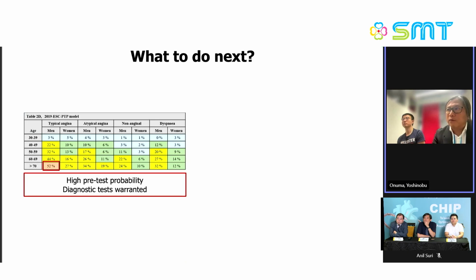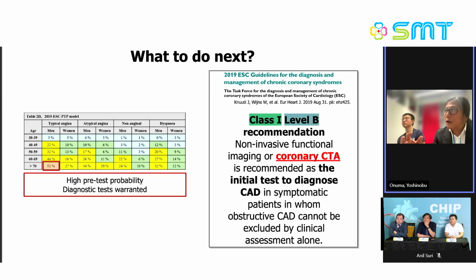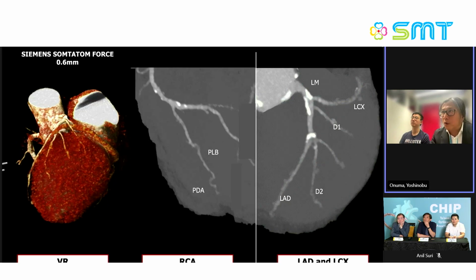You could see that some diagnostic test was warranted according to the ESC guidelines. And now we have these guidelines, which were published in 2019. At the upcoming ESC next week, we will probably have an update of the guidelines for chronic coronary syndrome, so maybe we should soon update this slide. But for the moment, coronary CT is class 1B as the initial test to diagnose coronary artery disease in a patient with symptoms. So in this case, CT was chosen to look into the anatomy of the coronary arteries.